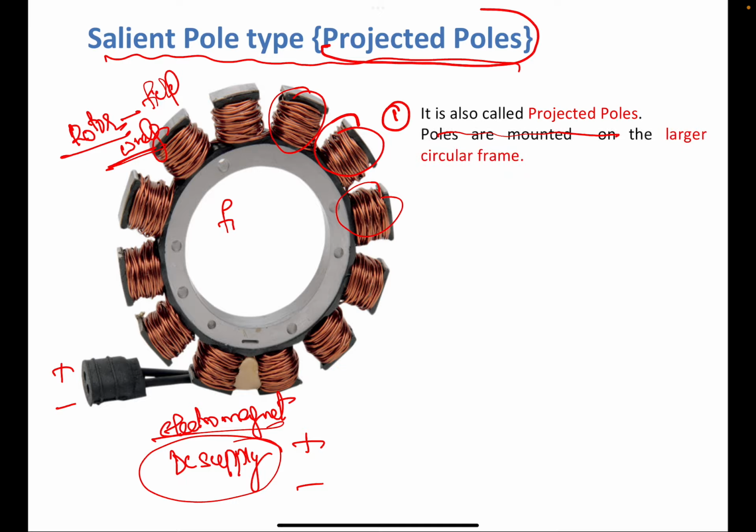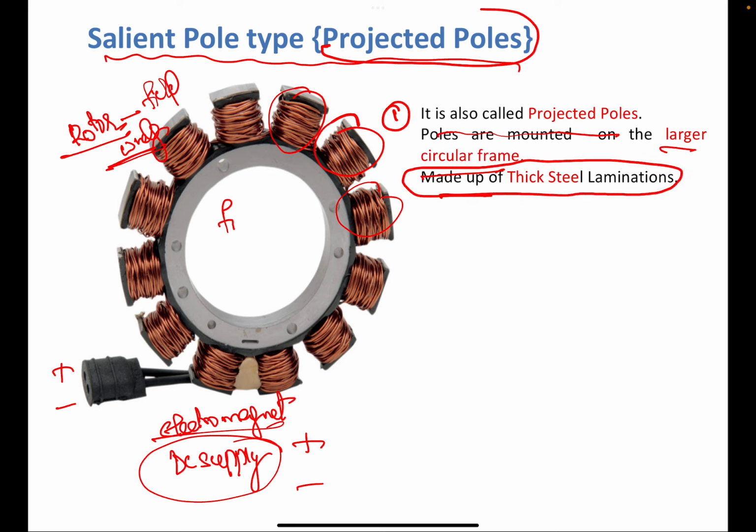Second, the poles are mounted on a larger circular frame. We have the formula Ns = 120F/P, and as per the number of poles we get the synchronous speed. It is made up of thick steel laminations. Whenever you come across the word laminations, you can add 2 to 3 extra points, such as to reduce the eddy current losses in the rotor.